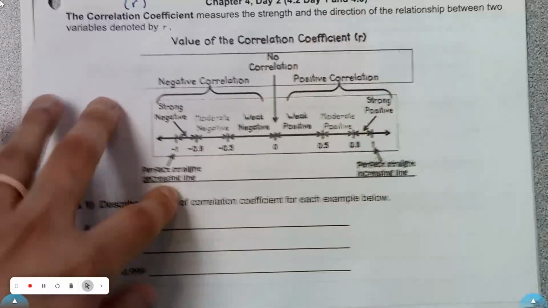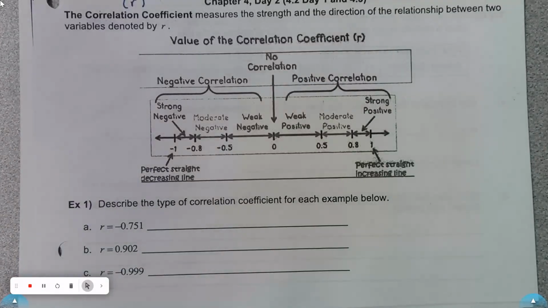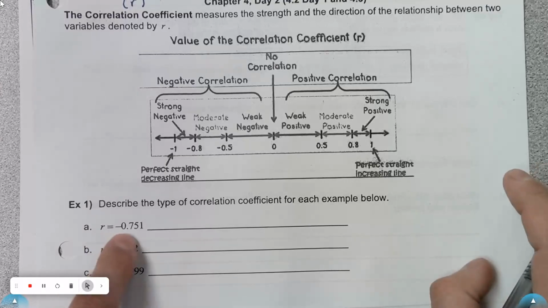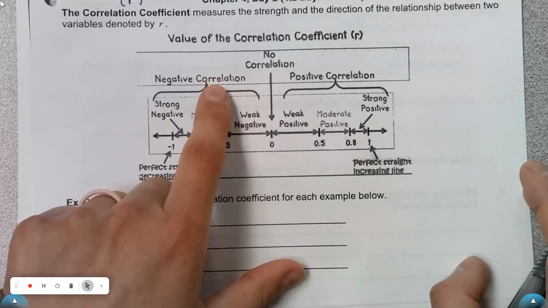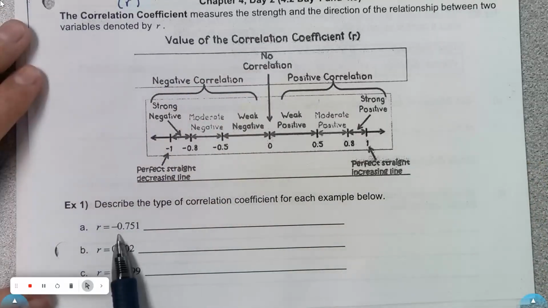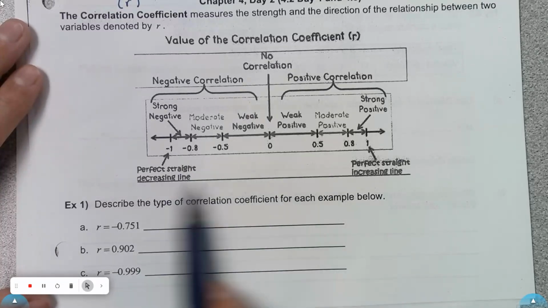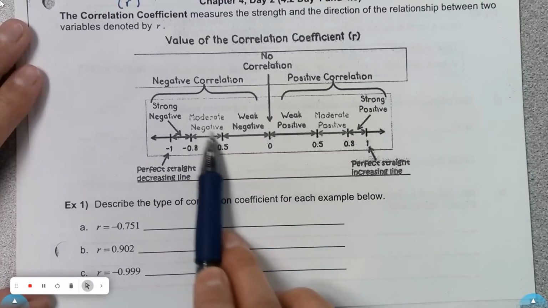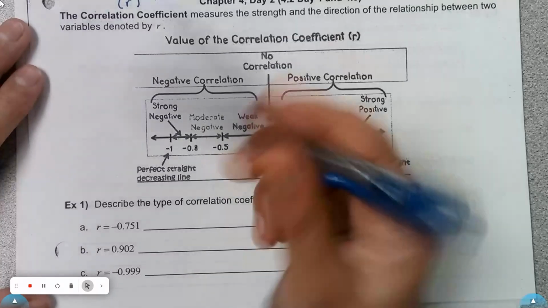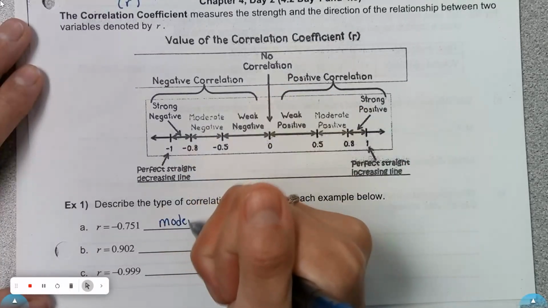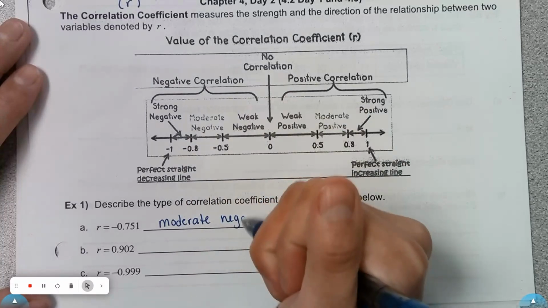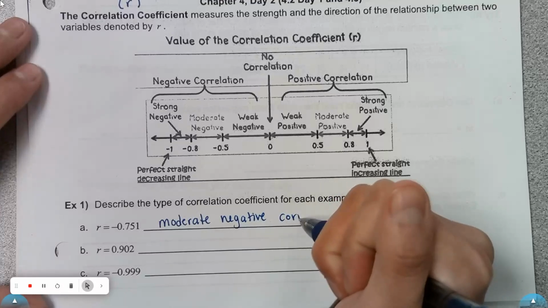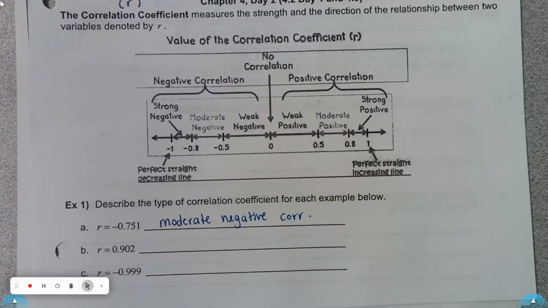So now we're just going to add those new words, so weak, moderate, or strong, to our existing positive or negative correlations. So I'm going to look at the first one, so letter A. I can see that it's negative, so I'm going to focus on the negative side. Then I want to see where this number falls on this line. So negative 0.751 is probably in here, meaning it's a moderate. So I'm going to write that this is a moderate negative correlation. So now we're just being a little bit more specific.